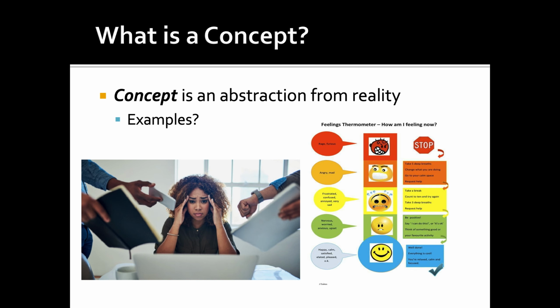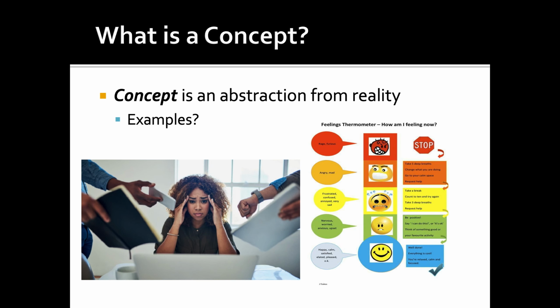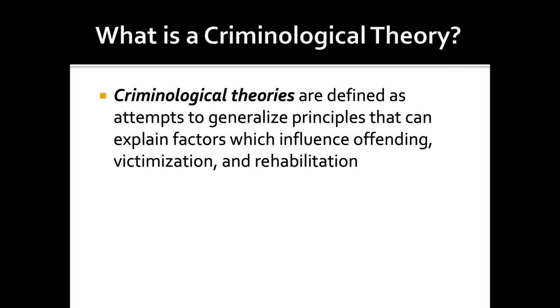But again, I want you to be sure that you understand this definition of theory: it's a set of interrelated or intercorrelated concepts, which again is something like some type of emotion, like anger, frustration, hunger, happiness, etc. And it's used to explain a behavior such as crime. And criminological theories, in particular, are defined as attempts to generalize principles that can explain factors which influence offending, victimization, and rehabilitation. So that's looking at why people are committing crime.